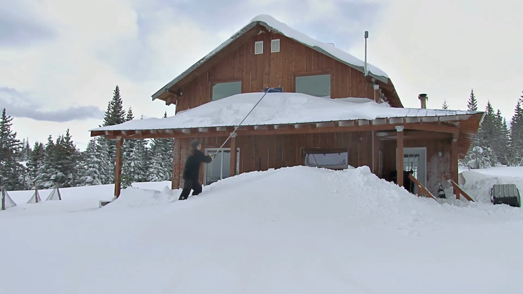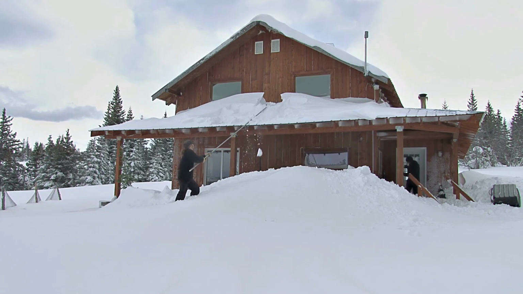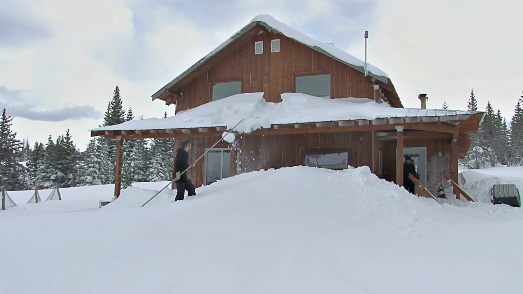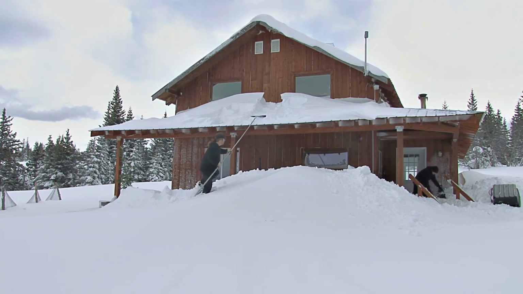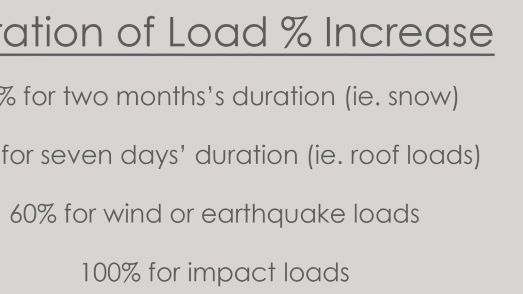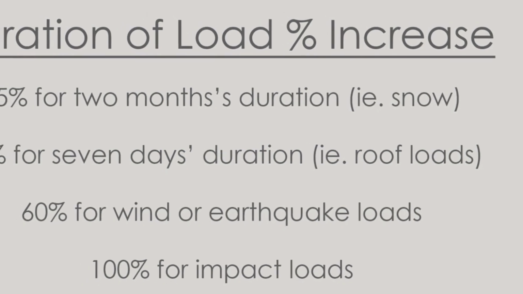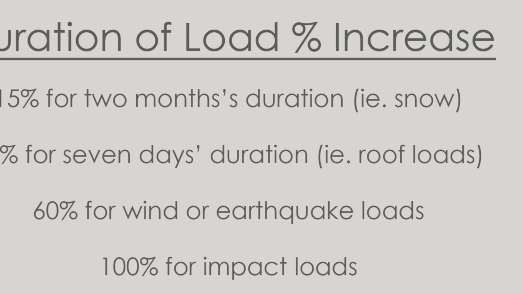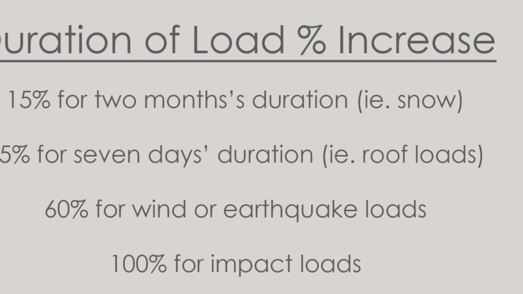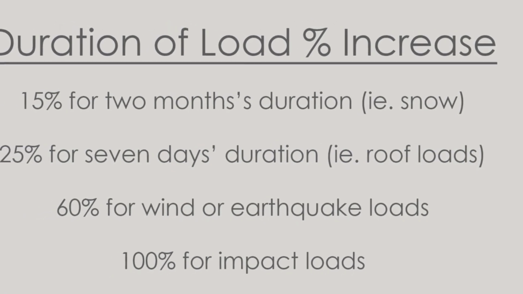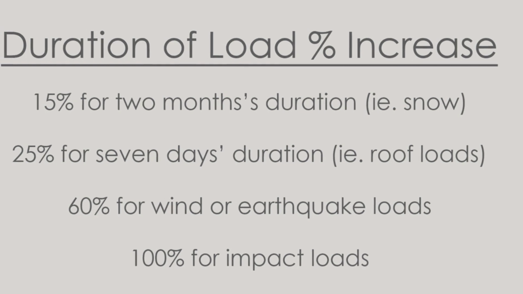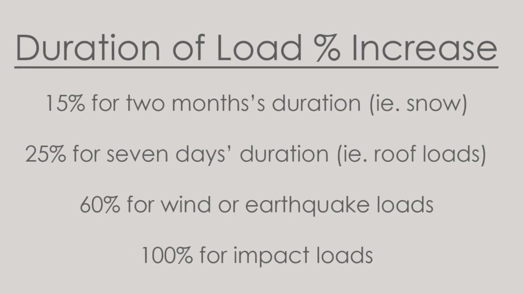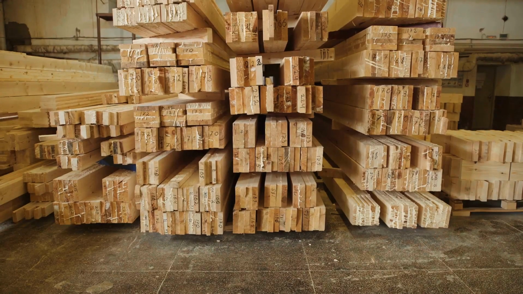Next, we have the duration of load, which is all about the length of time a load-producing stress acts on the wood. Allowable design loads are based on a normal duration of load, which is generally taken to be 10 years. But if the load duration is shorter, the allowable stress can be increased. For example, it can be increased by 15% for 2 months duration for snow, or by 60% for wind or earthquake loads. Then there's fire-retardant treatment.